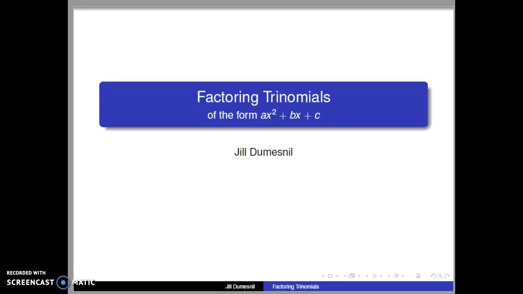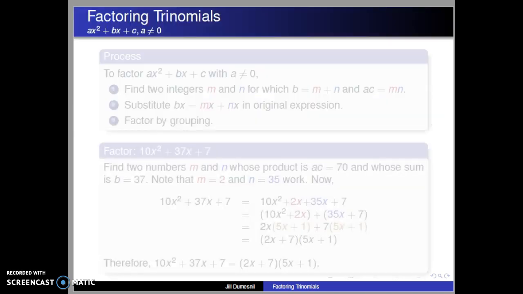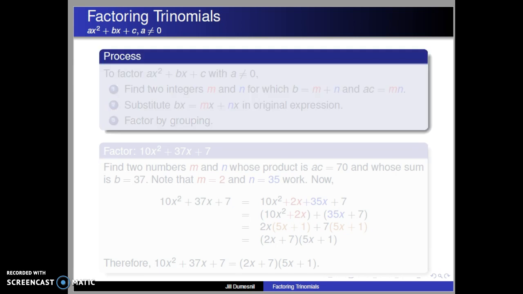In this video, we will consider factoring quadratic trinomials of the form ax² plus bx plus c. This case is a generalization of the special case in which a equals 1. Our process is slightly more complicated here.